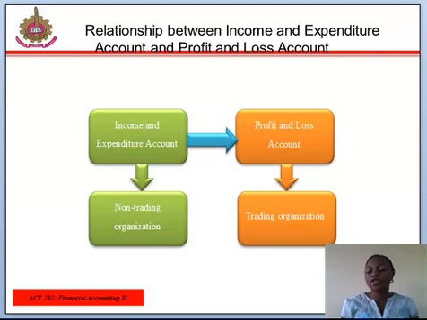However, in the case of non-trading organizations, the excess of income over expenses and losses is not termed profit. It's called excess of income over expenditure or surplus. Similarly, the excess of expenses and losses over income is termed excess of expenditure over income or deficiency.